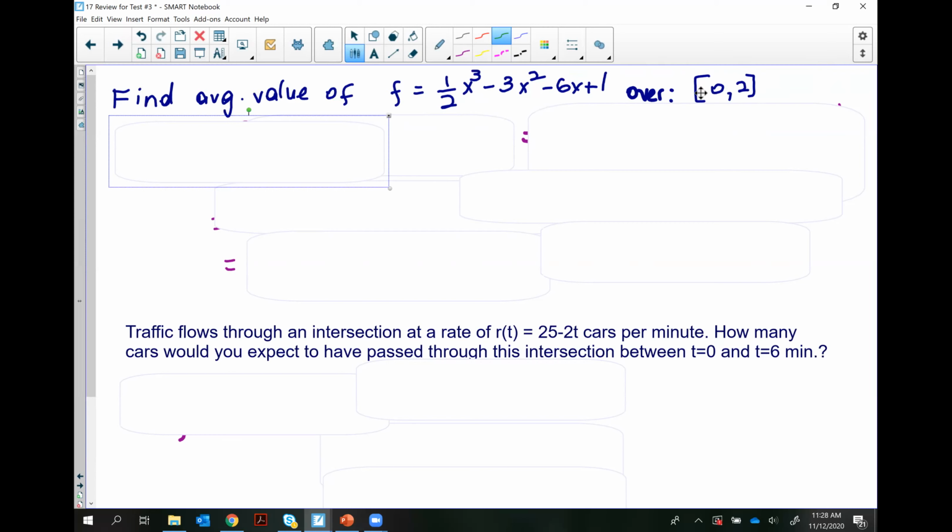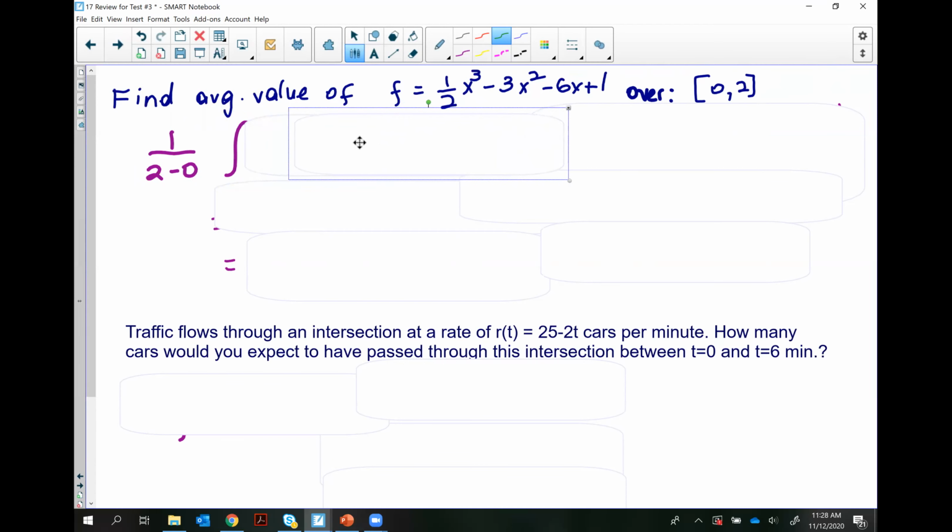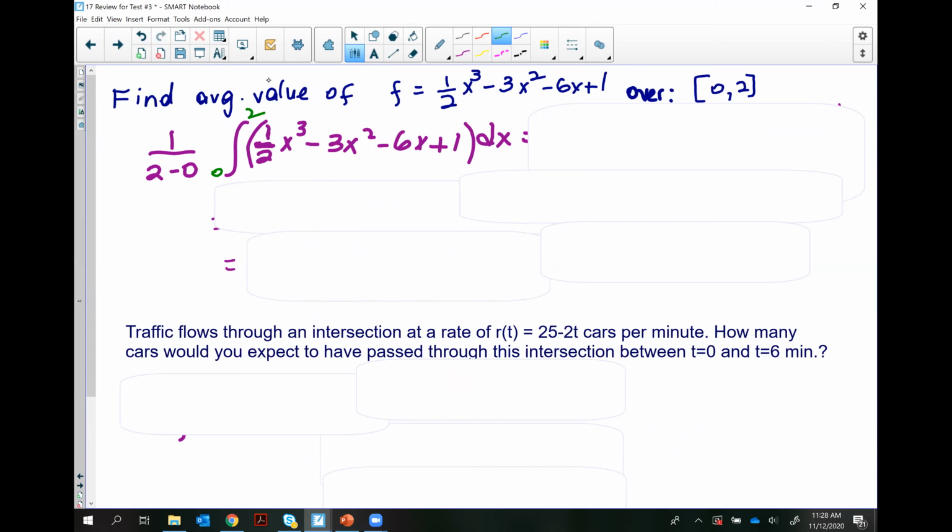Here, b minus a is 2 minus 0, or 2. So you're going to do 1 over 2 times the integral of the given function over the given 2 numbers. So we're going to integrate it from 0 to 2. So let's integrate it. Keeping the 1/2 on the outside, x to the 4 over 4 gives you 1 over 8 up front. X to the 4 over 8, minus 3x cubed over 3 gives you minus x to the 3rd, minus 6x squared over 2 gives you minus 3x squared. Antiderivative of 1 is x, so there we have our antiderivative.